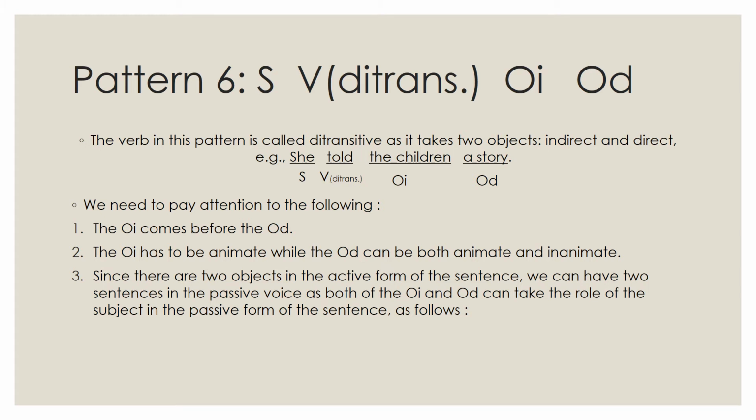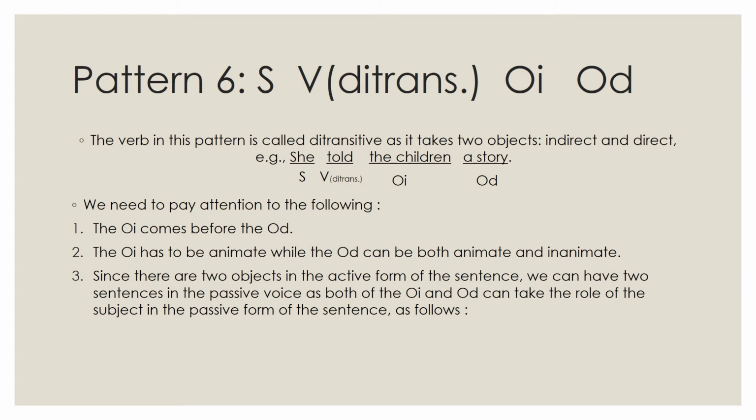What does it mean, animate? It refers to human beings, to people, okay? While the direct object can be both animate and inanimate. Again, what do we mean by animate? It means referring to people, to human beings, while inanimate means referring to things, places, or whatever. And we are going to deal with this in detail when we deal with the semantic side of the sentence elements.